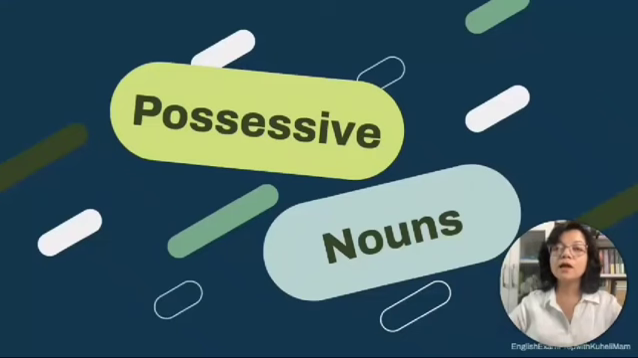So let's begin. Before we start understanding what possessive nouns are, let's focus a little bit on the spelling of this word. What you need to remember is that this is a word which has double S, then E, and then double S again. Remember this and you will always go right with this spelling.